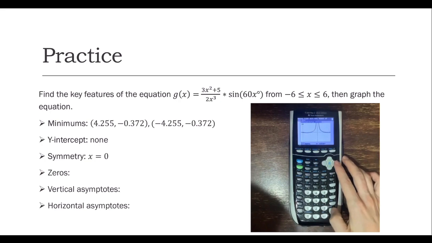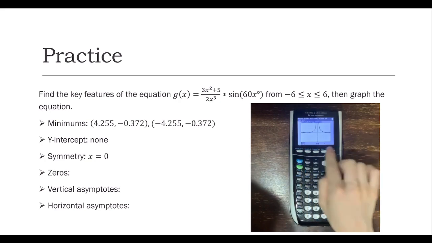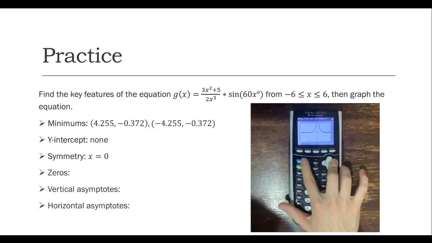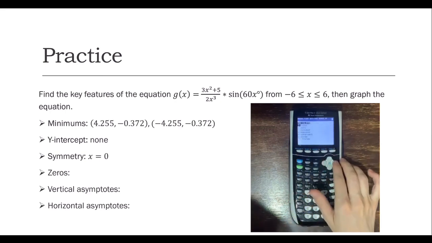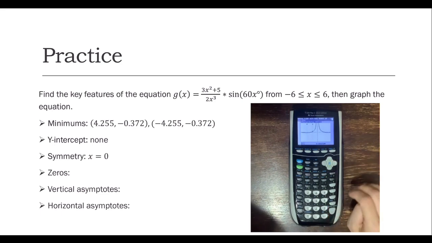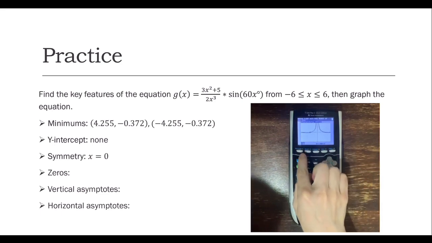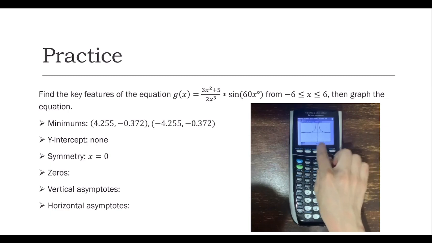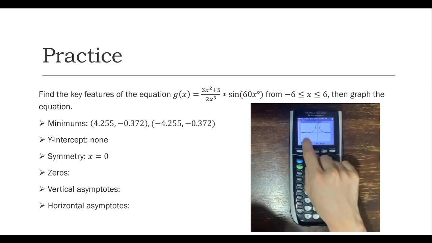So left bound, right bound. We've got a 0 at negative 6. We'll do calculate again, another 0. Move to the right. We did our left bound, now we'll do our right bound, and then hit enter. We have a 0 at negative 3, and this is essentially 0. So it'd be negative 3, 0.